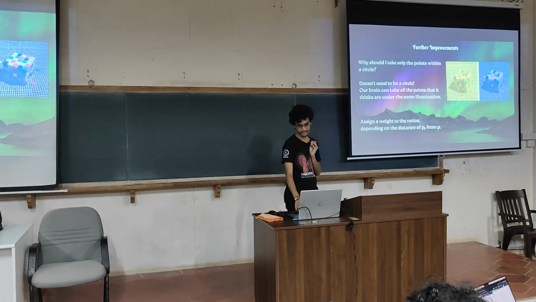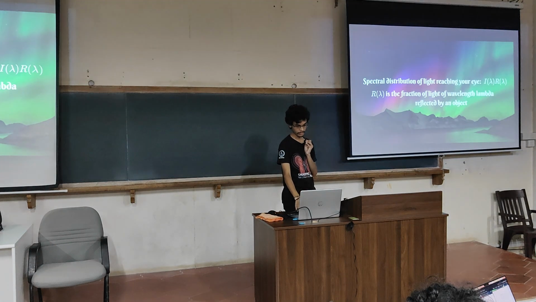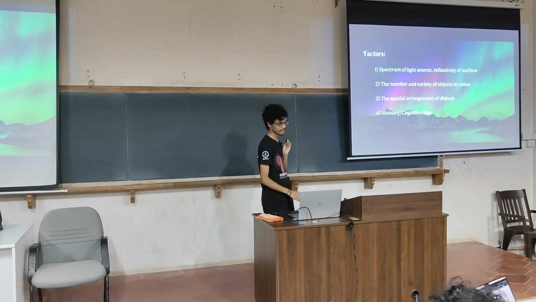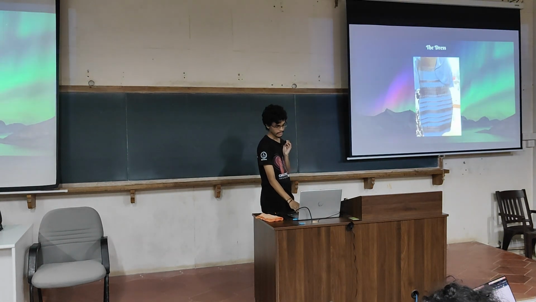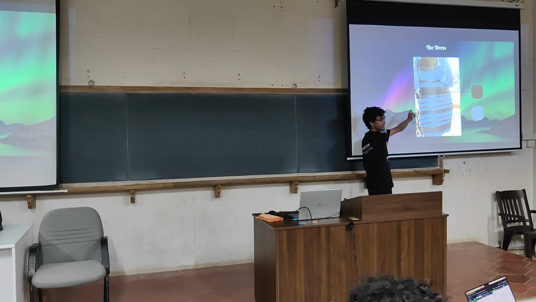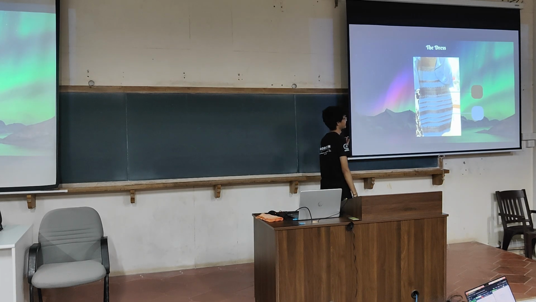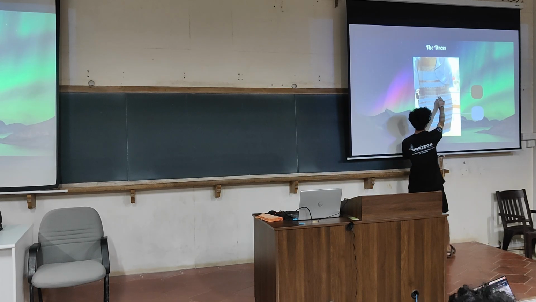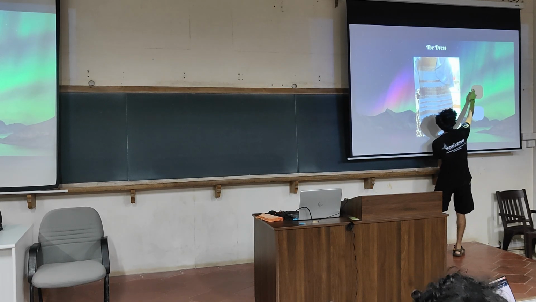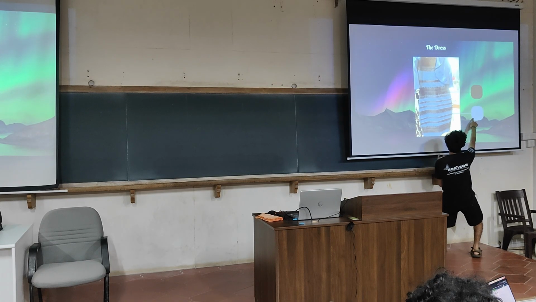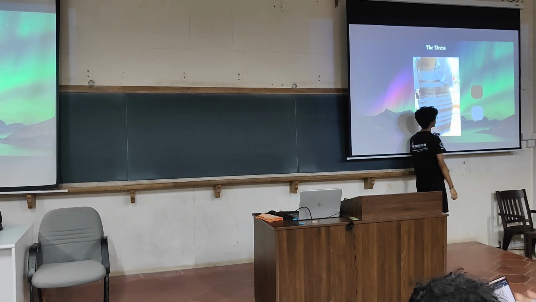So let's go back to the factors that I had talked about. One of the factors is the number and variety of objects in vision. In this picture, there's not many things for your brain to compare the colors with and assign proper colors to the dress. And you can see here the actual color that you're seeing for this yellow portion is some brownish color, and the white portion is actually somewhat blue.